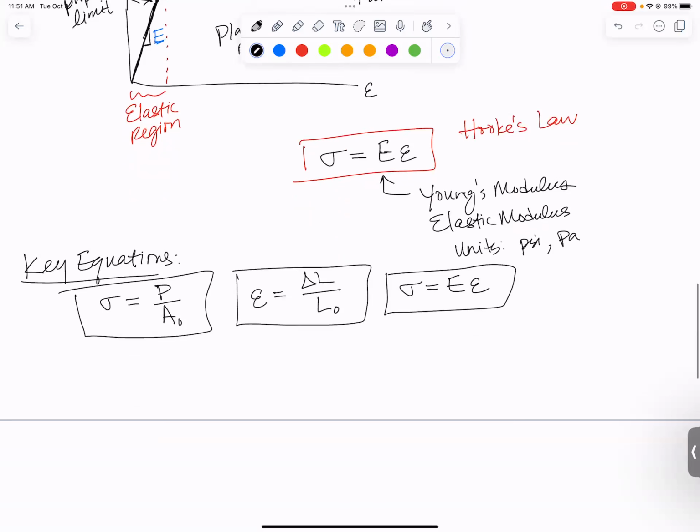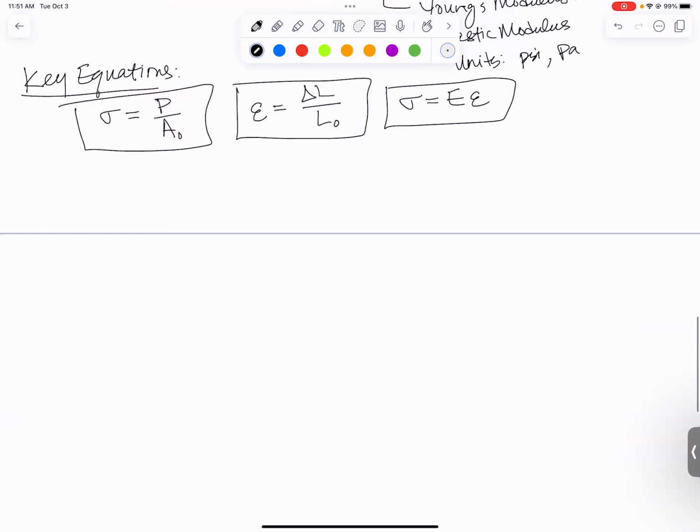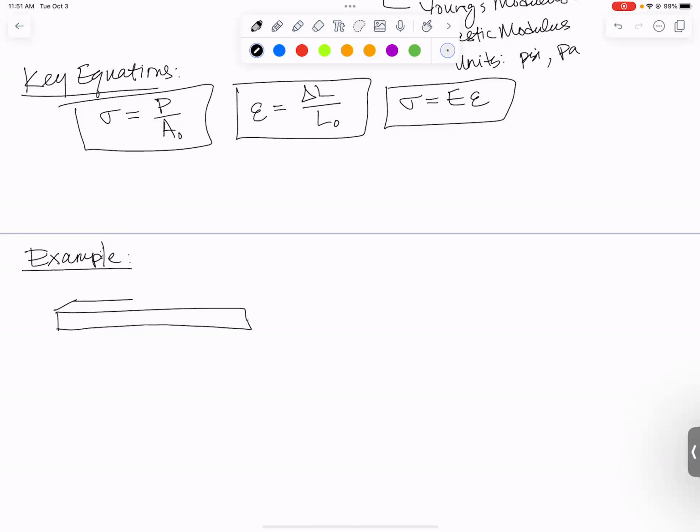So I want to do a couple of examples here. First example is going to be pretty quick, and then we'll do one that requires a little bit more thinking. Okay, so for this example, we've got a bar of some kind of material. Don't know what the material is. It's just a rectangular prism of the material. It is 5 inches long, and it is subjected to a tensile load of 8,000 pounds.